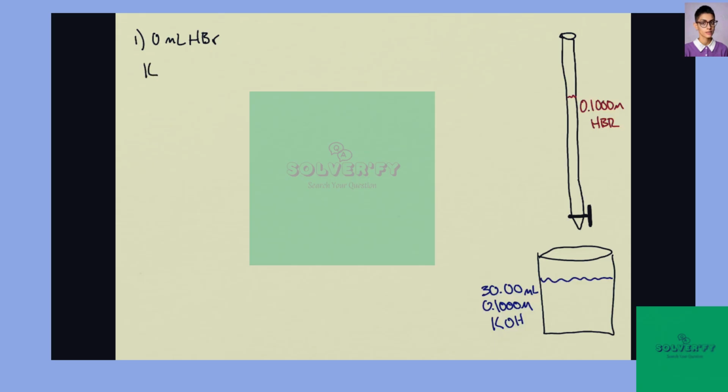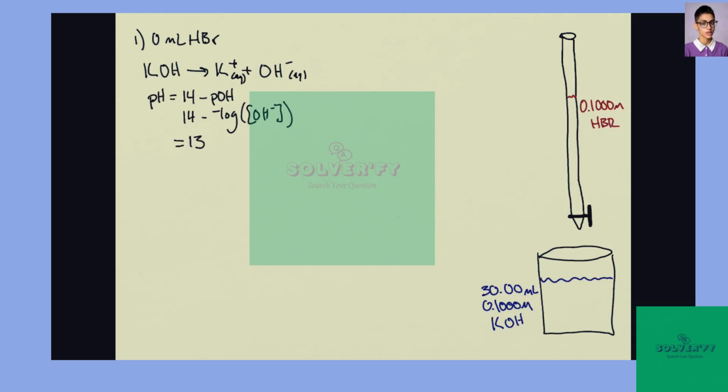So we only have KOH in the solution, and since KOH is a strong base, it'll dissociate completely into potassium ions and hydroxide ions. So we can find the pH by solving for the pOH, which is the negative log of the concentration of hydroxide ions. This is equal to 13, which is very basic, which makes sense.